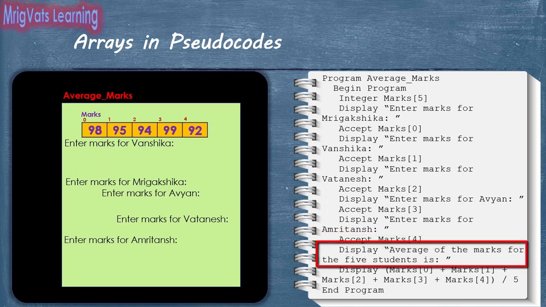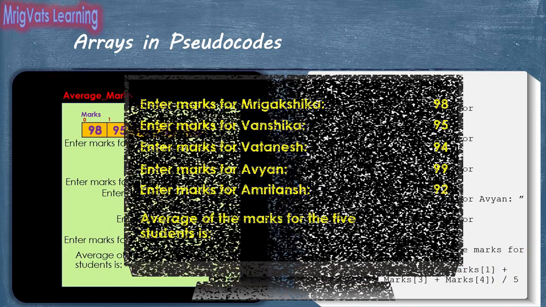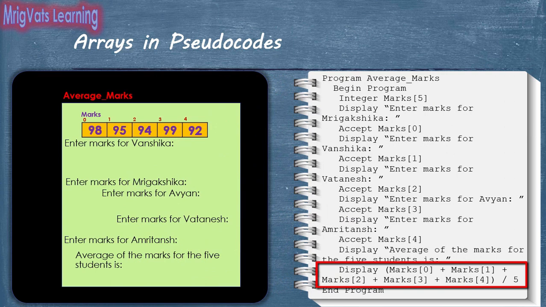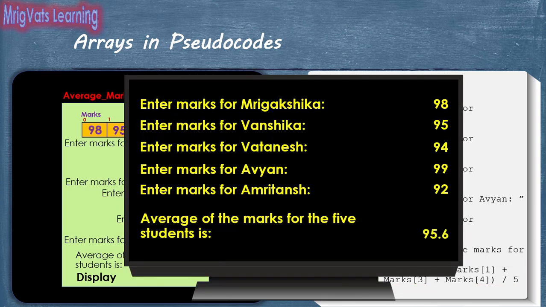When the next display statement is run, the program writes the average of the marks for the 5 students is text in the memory allocated for the program. The display statement takes the text as an input and displays it on the virtual display board. When the next display statement is run, the program calculates the average marks by adding the values of all elements of the array and dividing the sum by 5. The display statement takes the result as an input and displays it on the virtual display board.